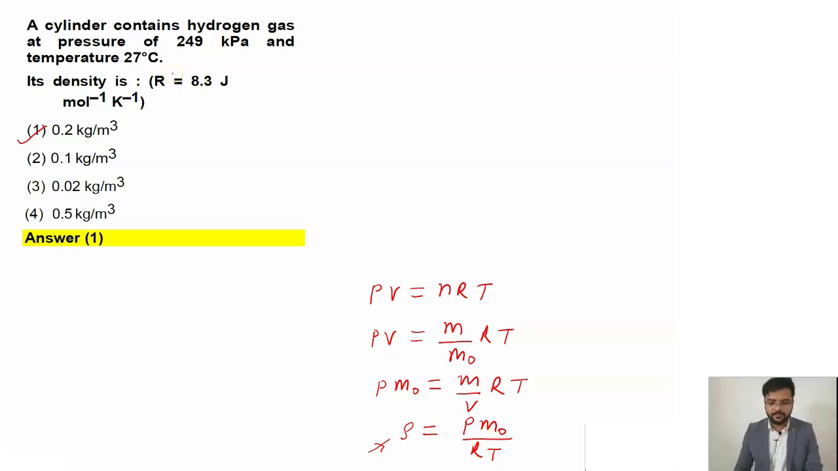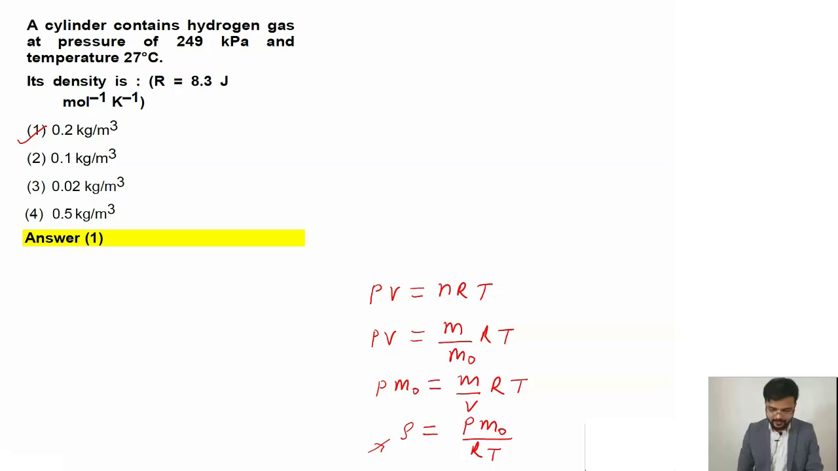Here the pressure is given as 249 kilopascal. Okay, so here we have to put it in pascal. So we can write 249 into 10 raised to 3. The R value is given, m naught will be 2 here. So just put all these values inside this equation and get your answer. After the calculation, you will definitely get 0.2 kg per meter cube.